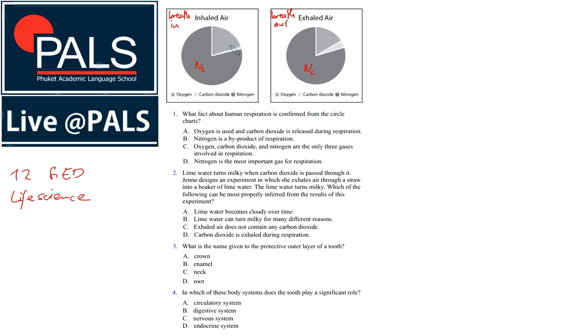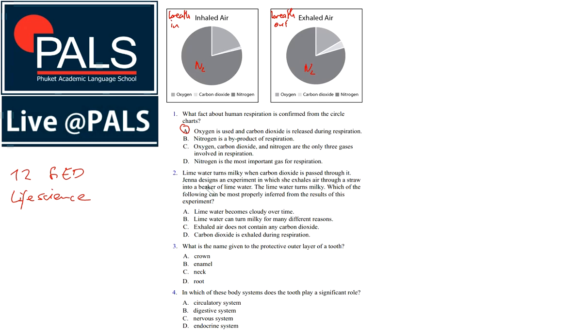If we look at oxygen, we can see that oxygen in inhaled air is more than in exhaled air, and the opposite is true for carbon dioxide. Carbon dioxide is more in exhaled air and less in inhaled air. And from that we can conclude that oxygen is used in respiration because it's getting less, and carbon dioxide is released during respiration because it's getting more. So the correct answer here is A.